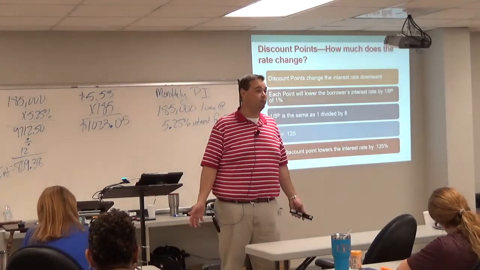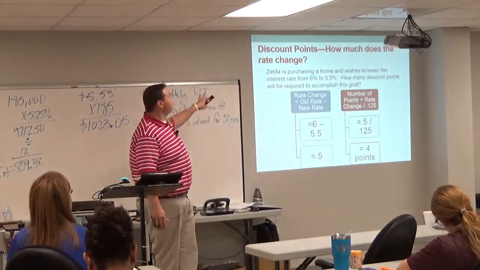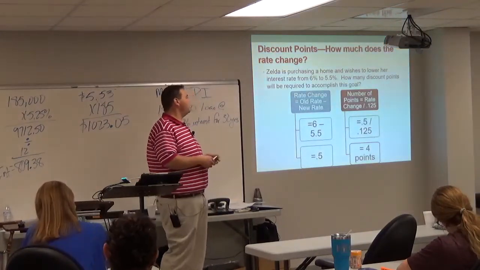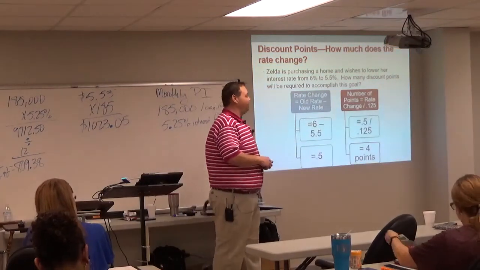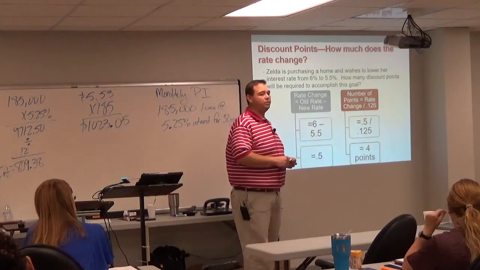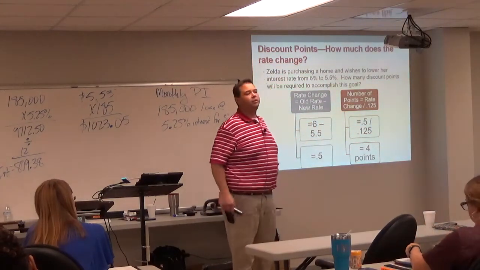Does that make sense for everybody? And so it's a very expensive proposition. So here's an example type of test question. It says Zelda is purchasing a home and wishes to lower her interest rate from 6% to 5.5%. How many discount points will be required to accomplish this goal? So she wants to lower her rate how much?